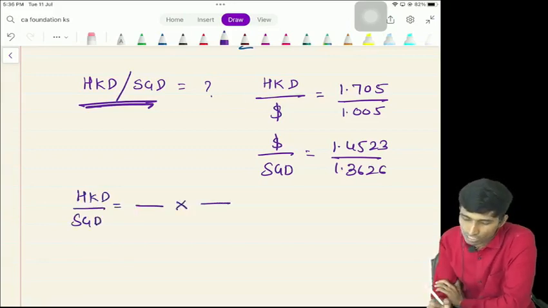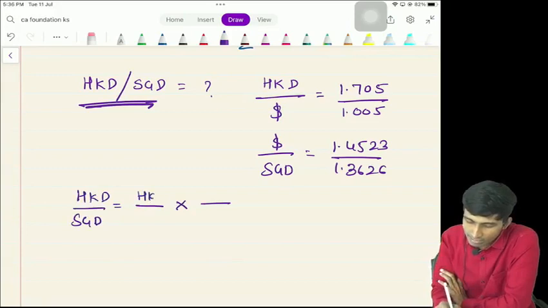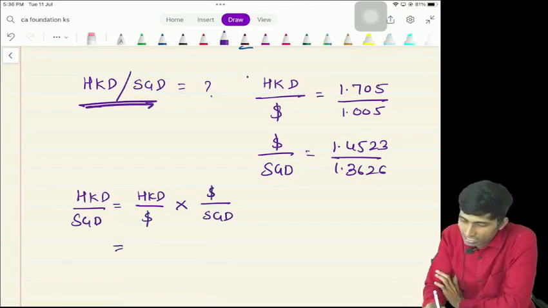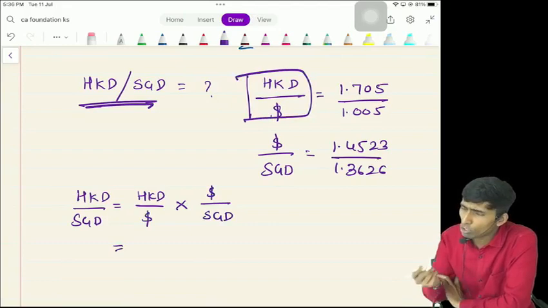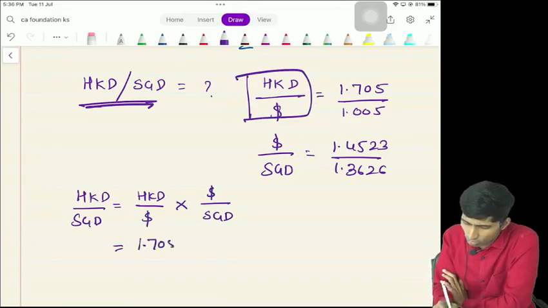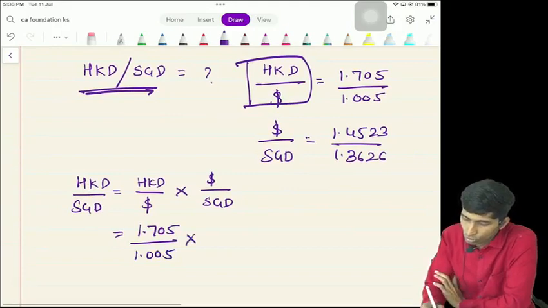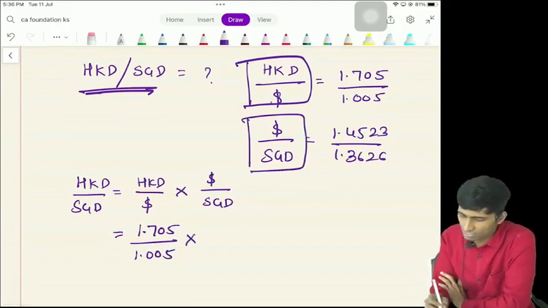In the numerator what do I want? HKD. In the denominator what do I want? SGD. What is common? So I'll put dollar, dollar. Yes or no? HKD to dollar, is it available? Copy as it is. 1.705 divided by what? 1.005 into dollar to SGD, is it available? Yes, copy as it is.